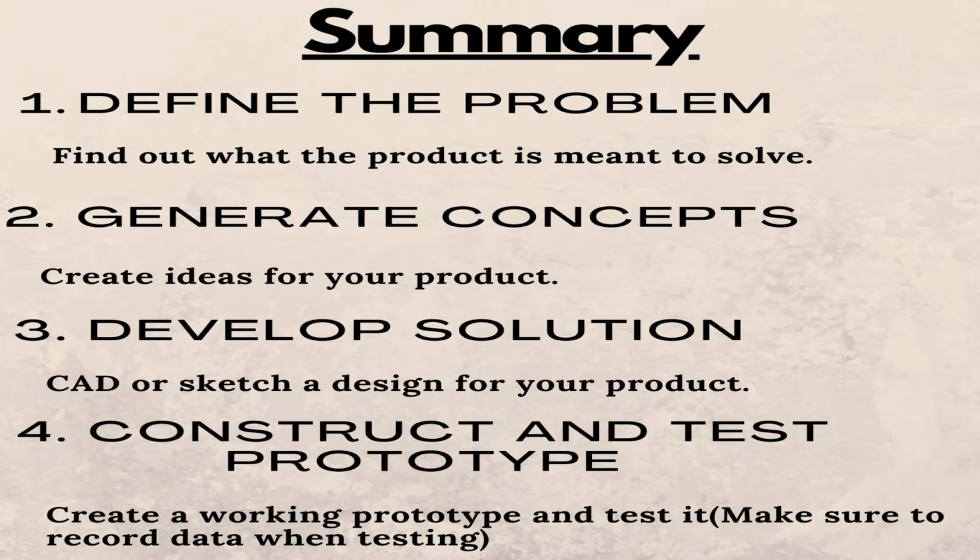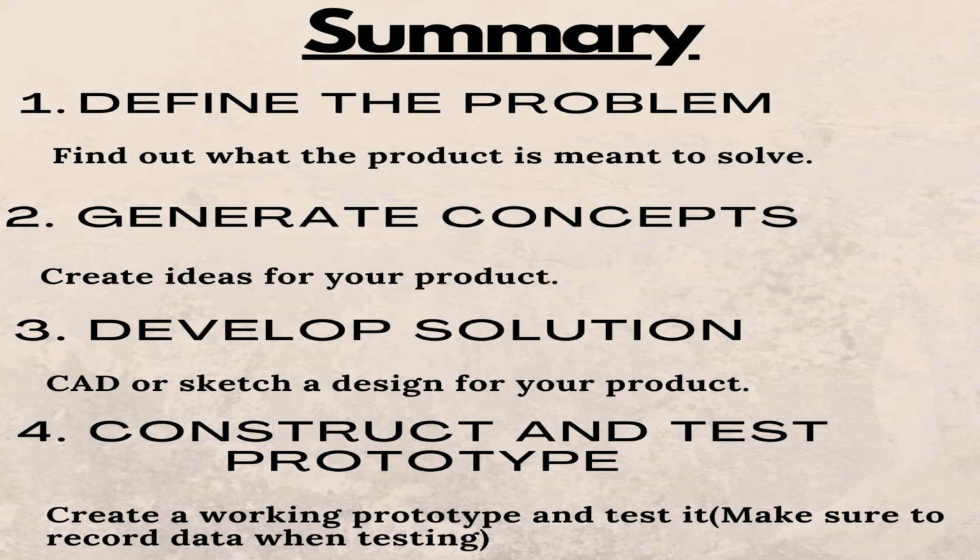Okay, now let's get a quick overview of the video. The design process has 6 steps. Step number 1, define the problem. Find out what the product should solve. Step number 2, generate concepts. Create ideas for your product. Step number 3 is develop solution. CAD or sketch your design.